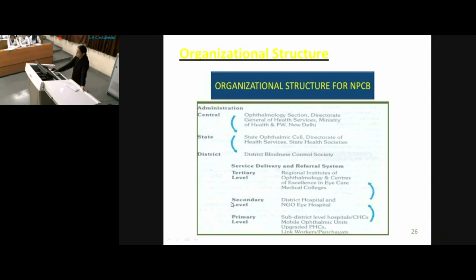Then at this grassroots level, what is the primary level? Sub-district level hospital, CHC, mobile ophthalmic units, upgraded PHC and link workers. So if the problem is not handled at this primary level, they will refer to the district hospital and NGO eye hospital at secondary level. Here the patients may be referred to tertiary level, that is Regional Institute of Ophthalmology and Center of Excellence in Eye Care Medical College. Right?